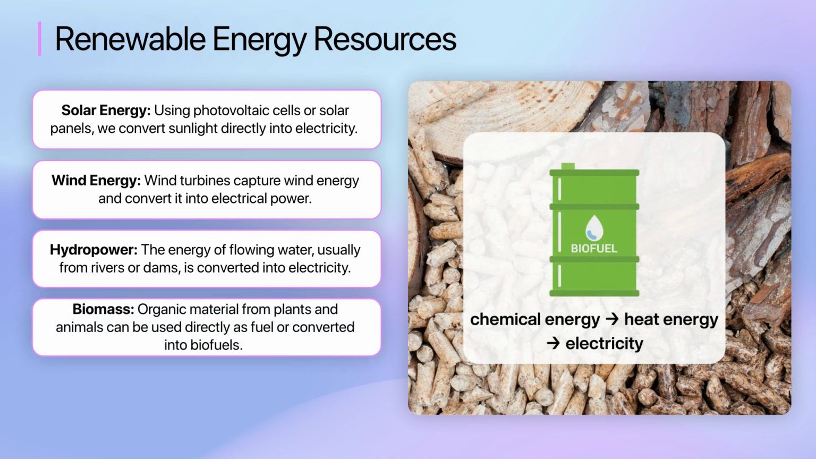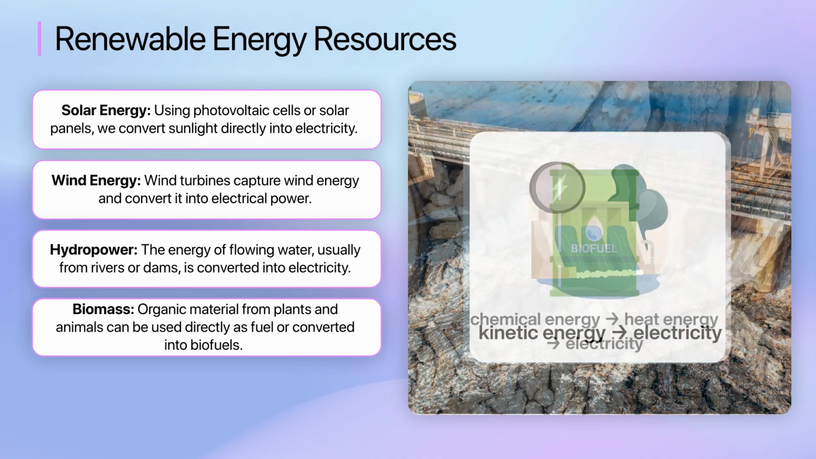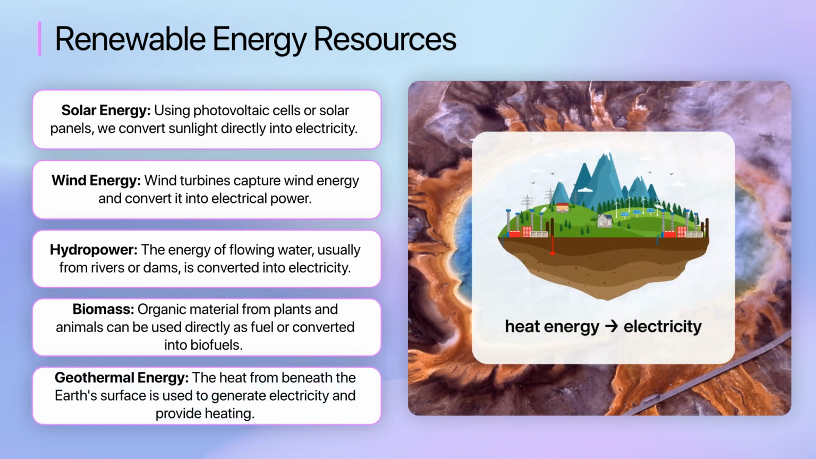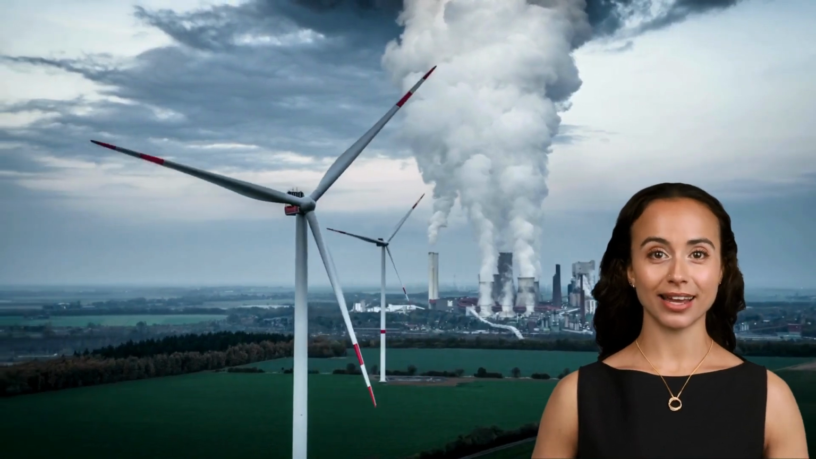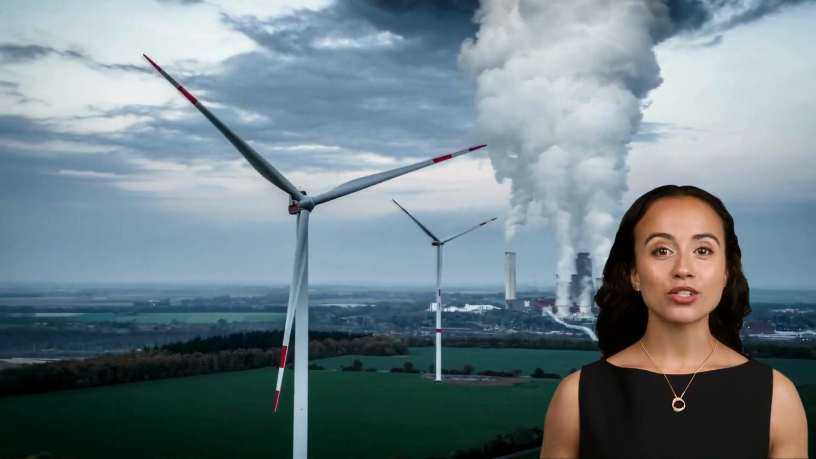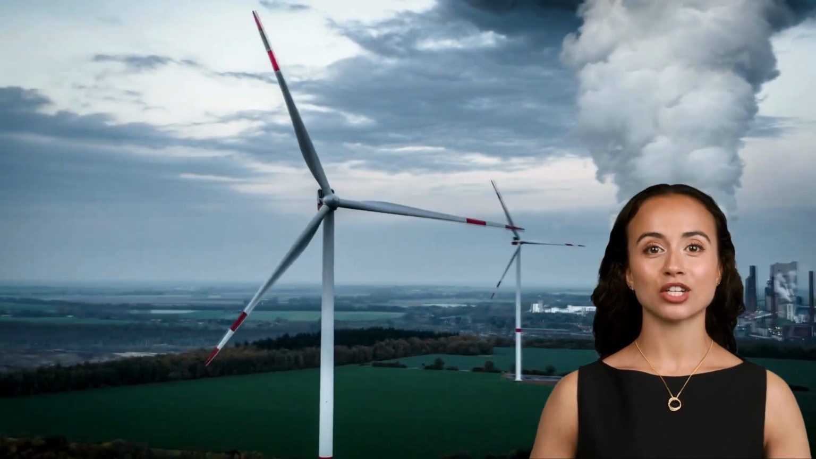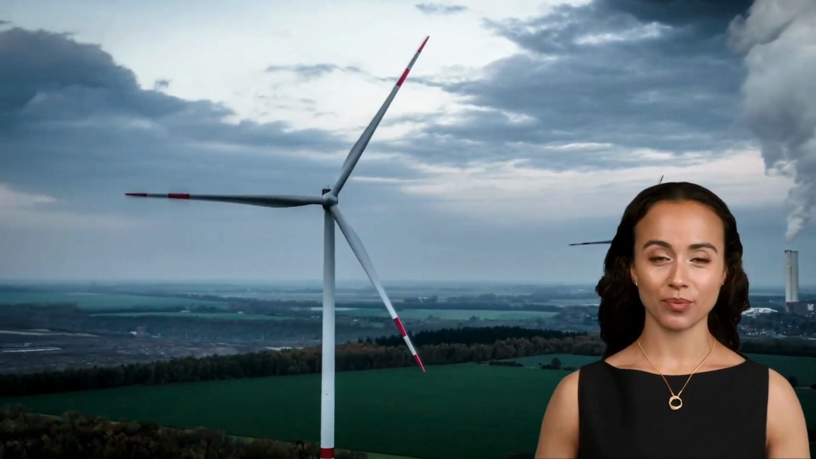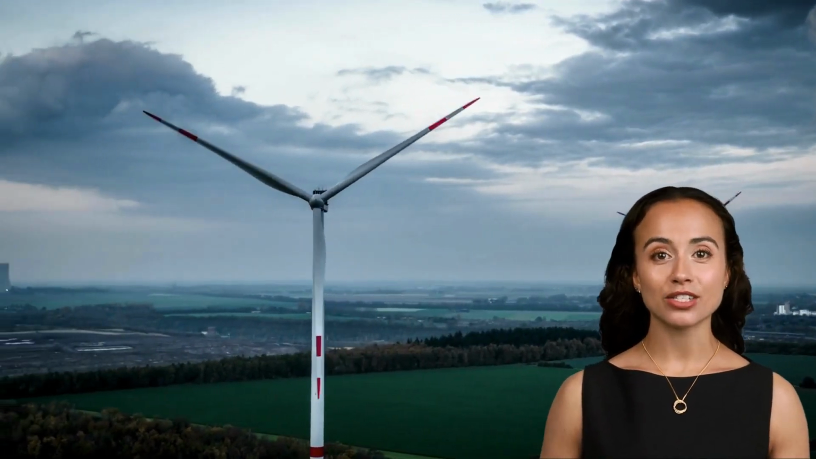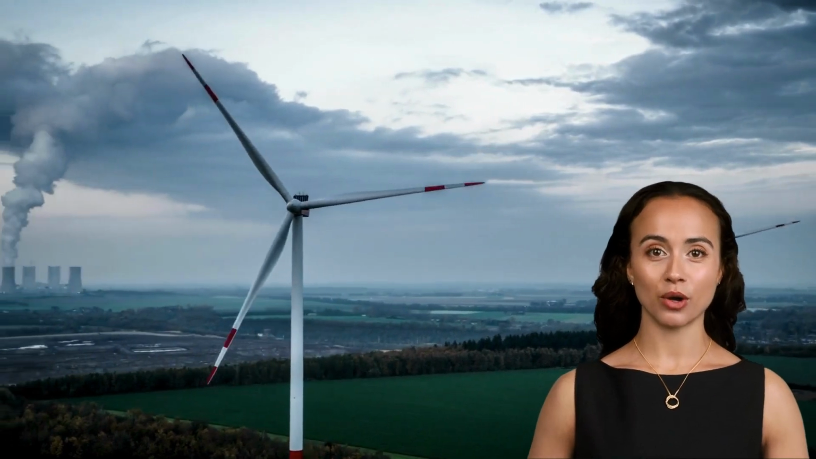Organic material from plants and animals can be used directly as fuel or converted into biofuels. Finally, geothermal energy. The heat from beneath the Earth's surface can be used to generate electricity and provide heating. We will dive into each of these resources in further detail in upcoming lessons. Because these resources are regularly replenished by natural processes, we can use them without the fear of depleting them. For example, sunlight continues to shine daily and wind patterns are ongoing.